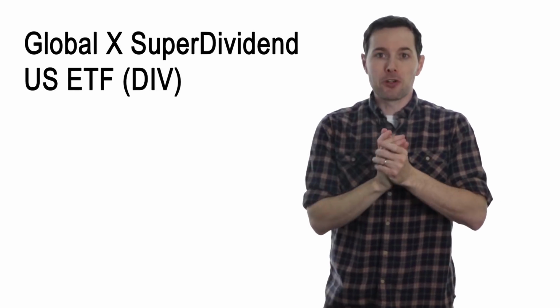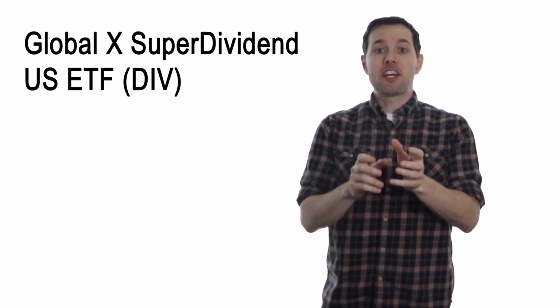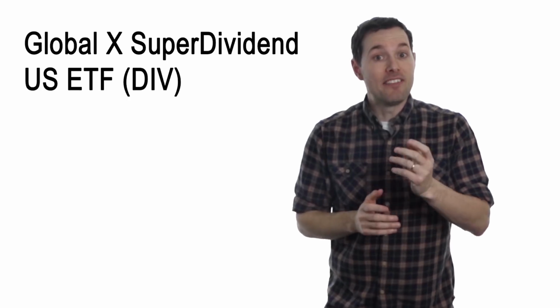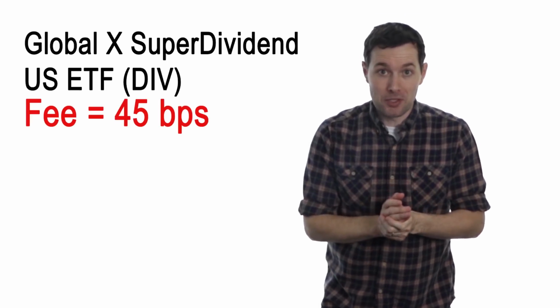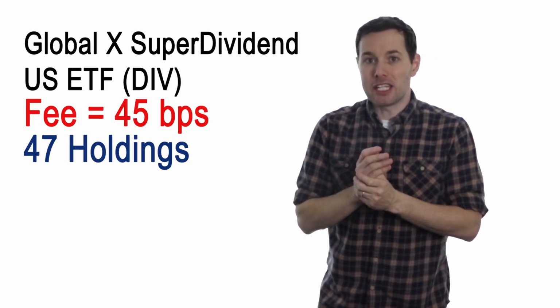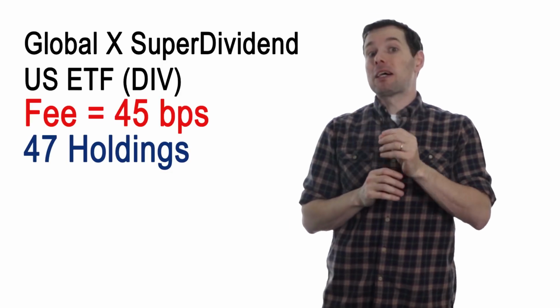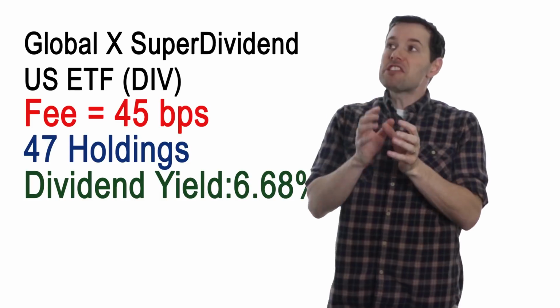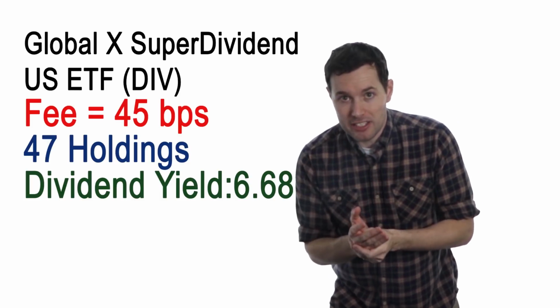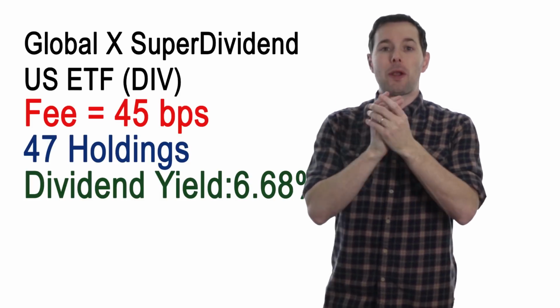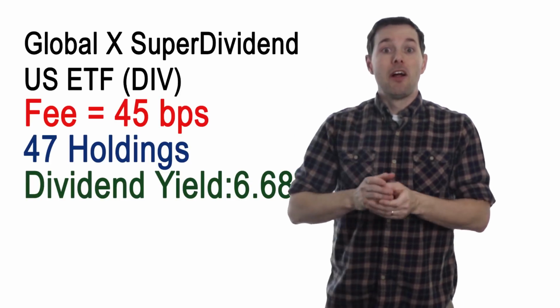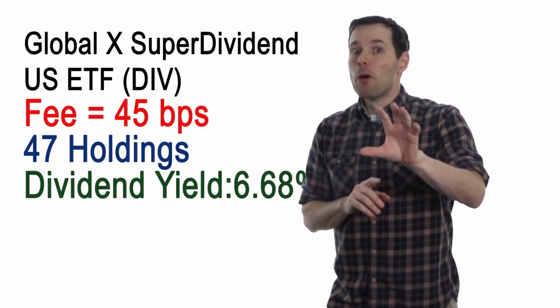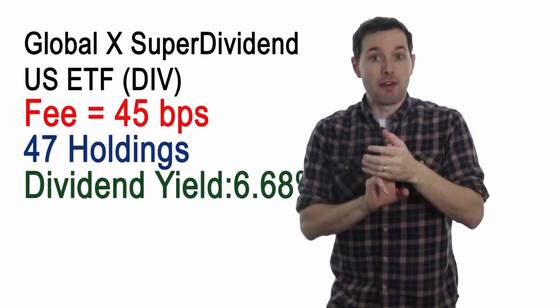Okay, so our next holding is the Global X SuperDividend US ETF, ticker symbol DIV. DIV has a fee of about 45 basis points. They hold about 47 different companies, and they have a dividend yield of about 6.5%. And just like our first ETF, this ETF looks at low volatility names, a bit smaller than the first one, but they get a bit more yield. They are also well spread out. They're mostly in utilities and financials.